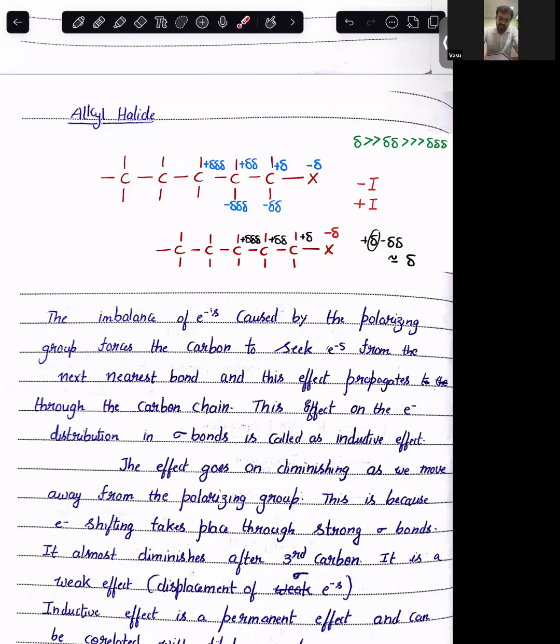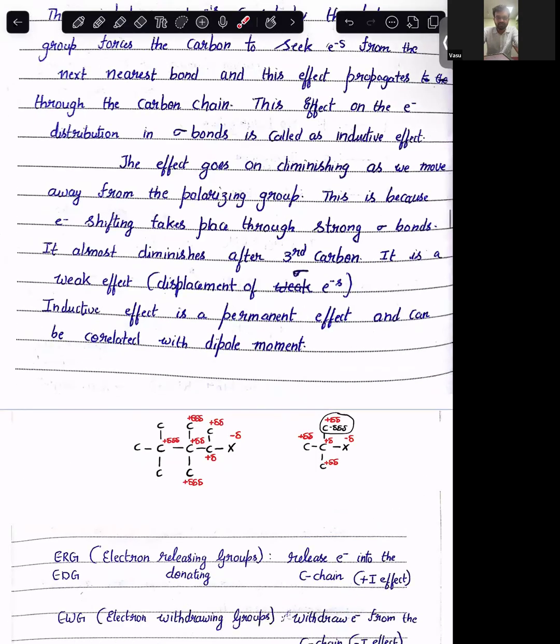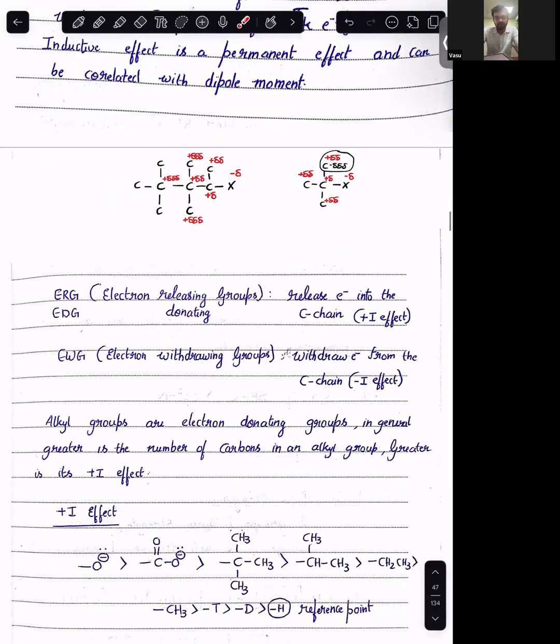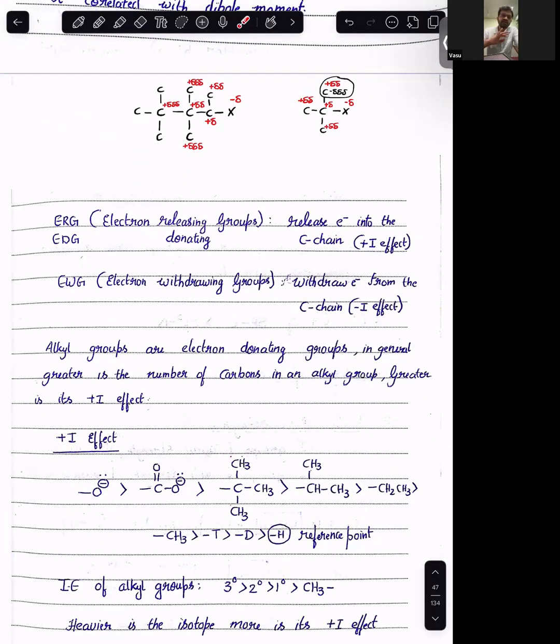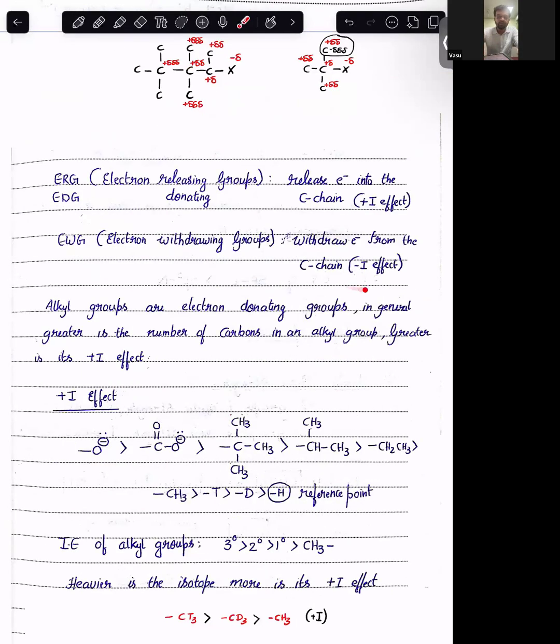And whenever you have inductive effect, we can define two types of groups. One which pulls electrons towards itself, and one which donates electrons, or pushes electrons in the sigma bond. Whichever pulls or withdraws electrons will be called a minus I group. Whichever pushes electrons will be called a plus I group. So all plus I groups after the inductive effect will have positive charge induced on them, and all minus I groups will have negative charge induced on them.